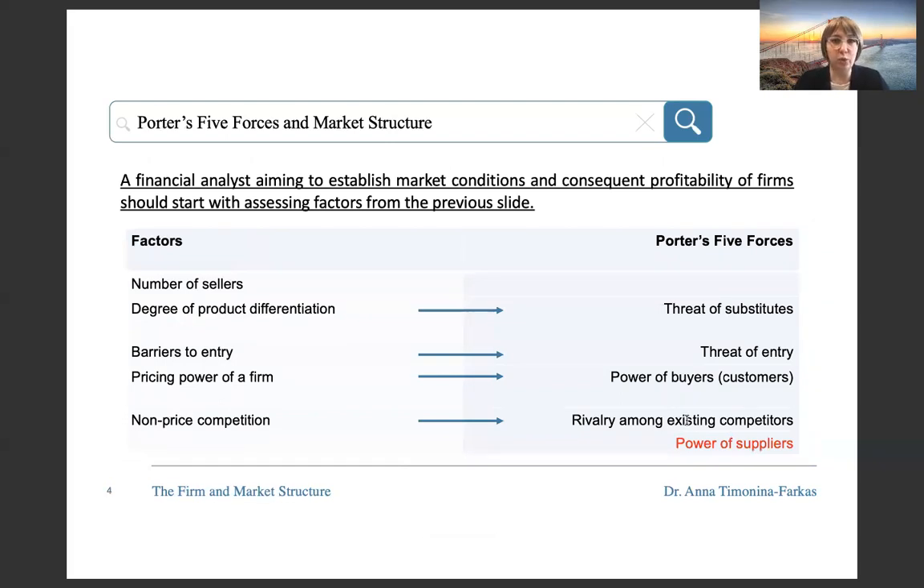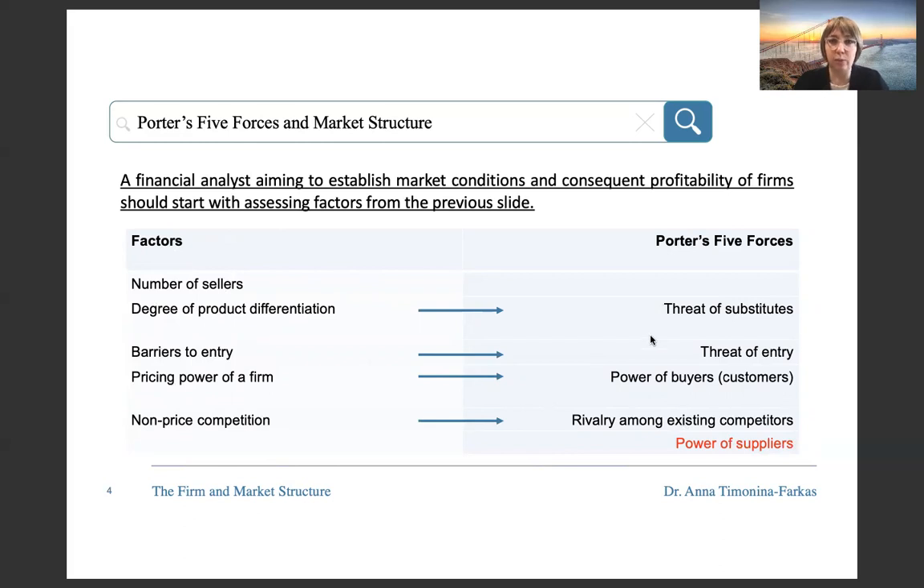First question which one needs to answer is how to decide which market structure we are talking about. The obvious answer is, of course, to consider the factors listed in the previous slide, which are the number of sellers in the market, the degree of product differentiation, the barriers to entry, pricing power, and also non-price competition.